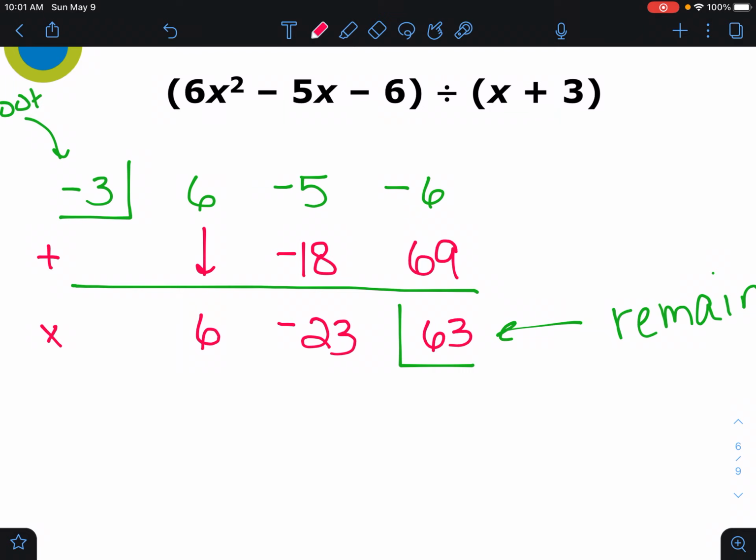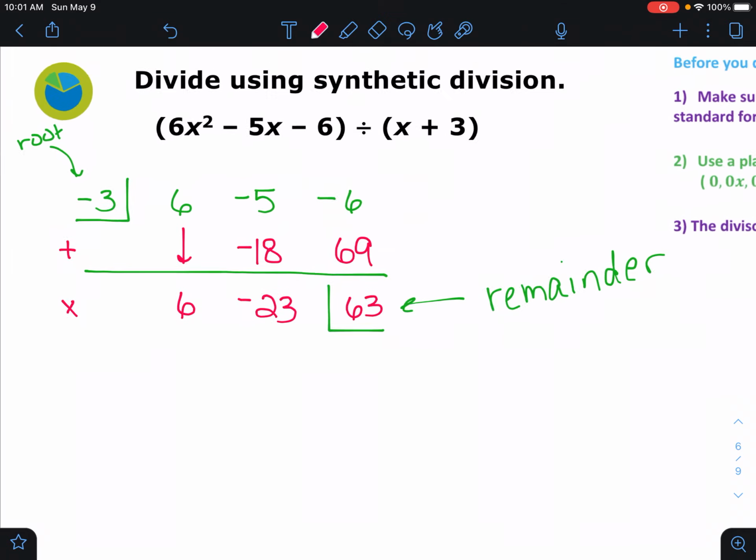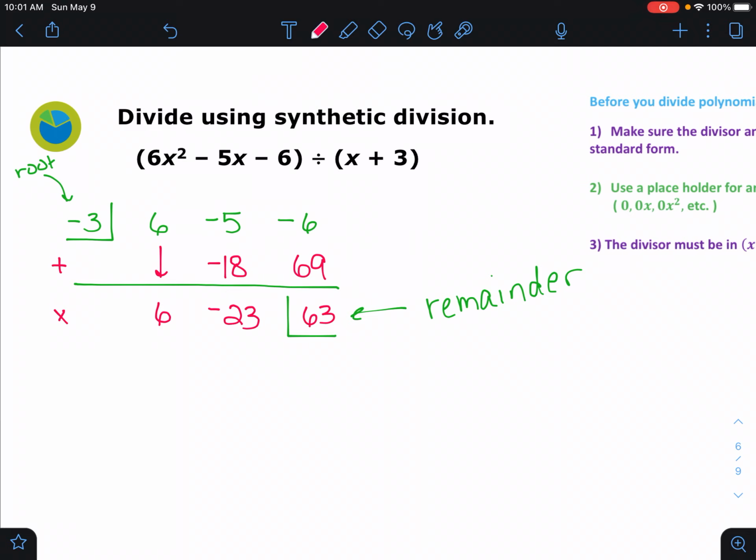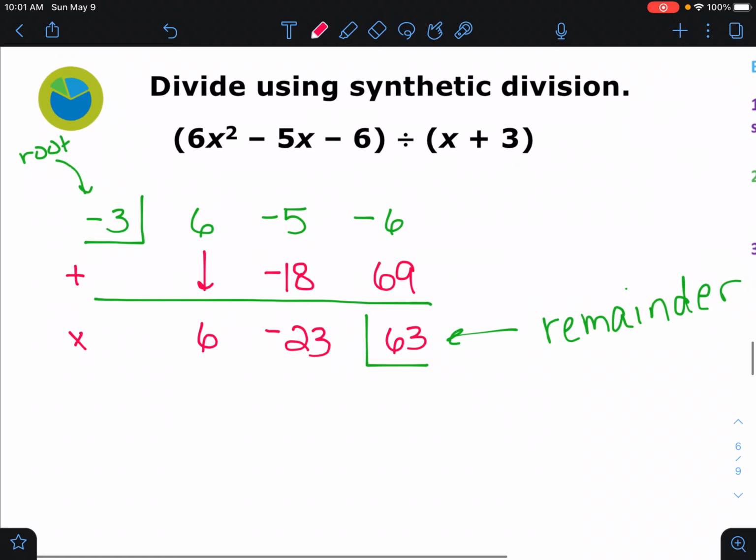Okay, so this is our answer, but you'll notice that's not a polynomial, is it? We need to write our answer as a polynomial. On your assignment, I'll have a little space where it just says answer, just write it there. So you need to convert this back into a polynomial. And how do we do that?